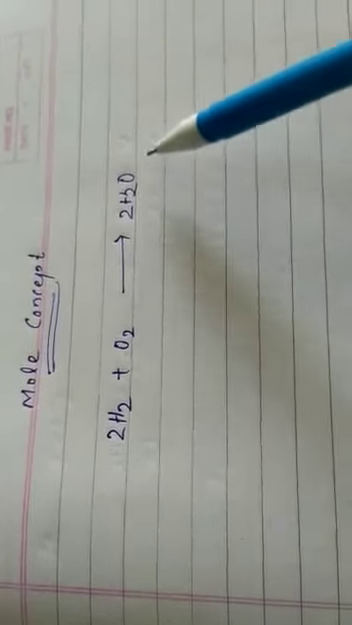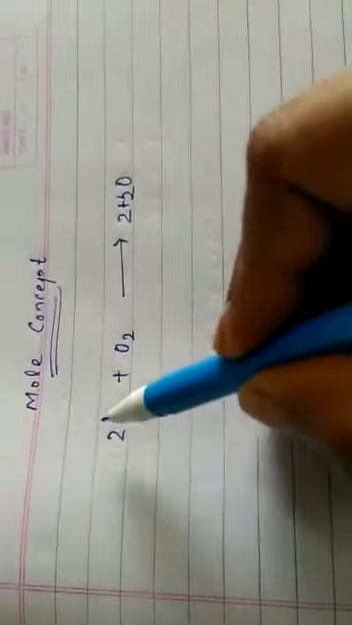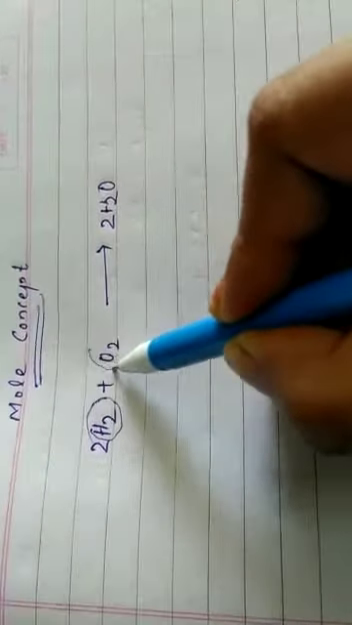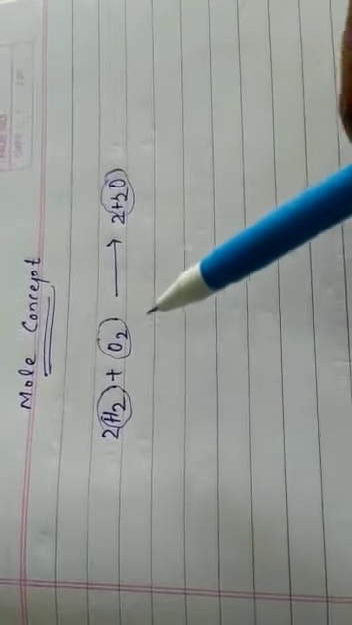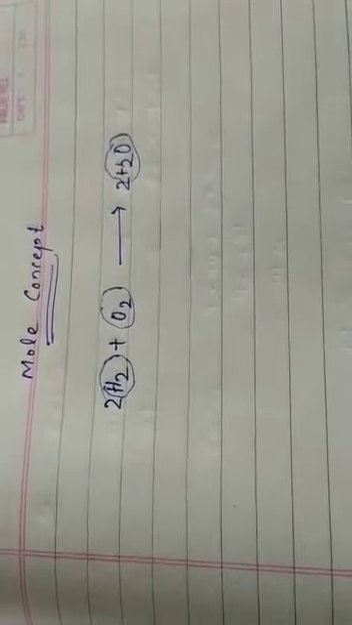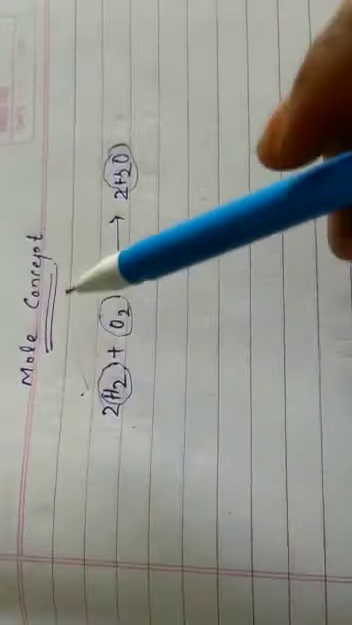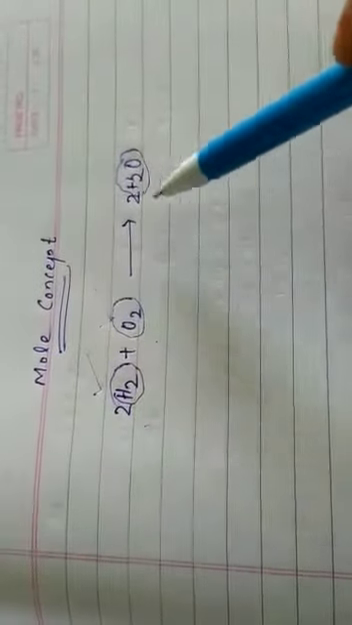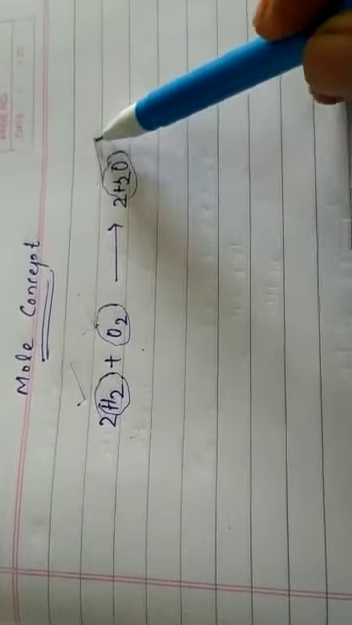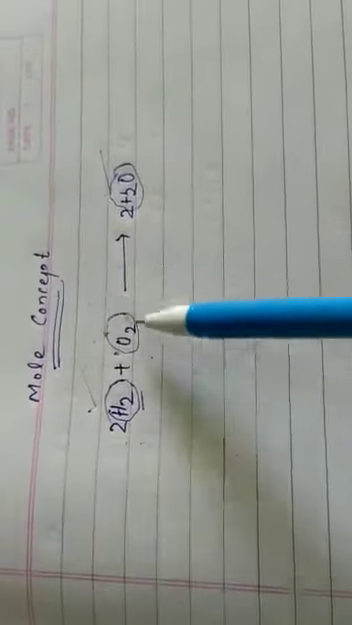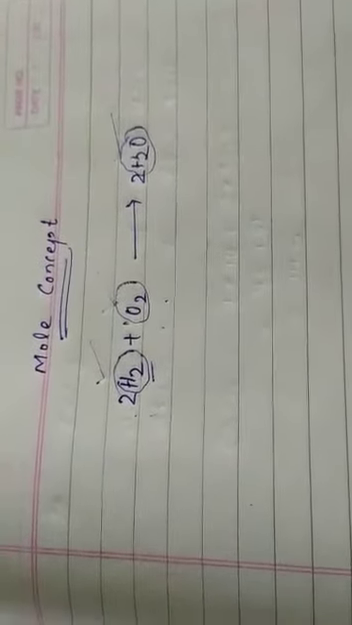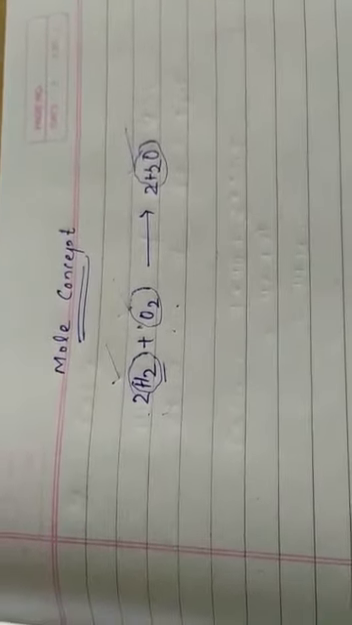By seeing that reaction, you can say that two molecules of hydrogen, this is our hydrogen molecule, this is our oxygen molecule, this is our water molecule. So from this reaction you can say that hydrogen combines with oxygen to form water, or more precisely, two molecules of hydrogen combine with one molecule of oxygen to give two molecules of water.